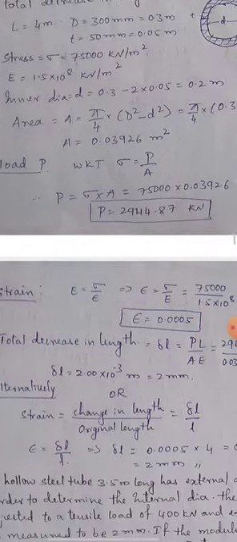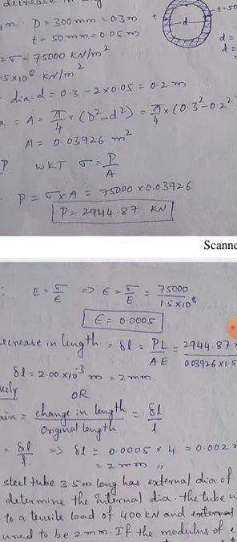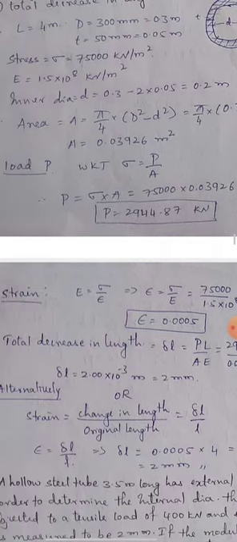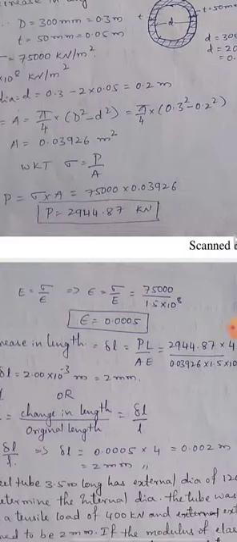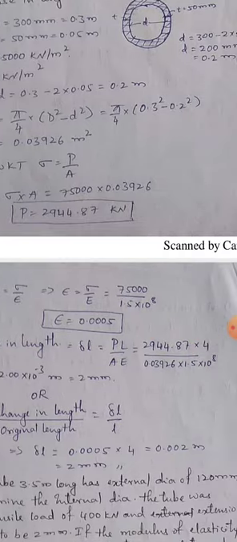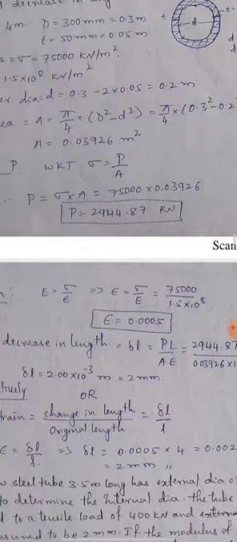Strain epsilon is equal to sigma by E, that is sigma by this one. And the decrease in length, that is PL by AE. P is directly given, and L. These are the problems.